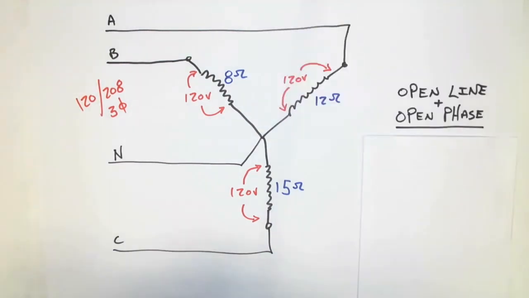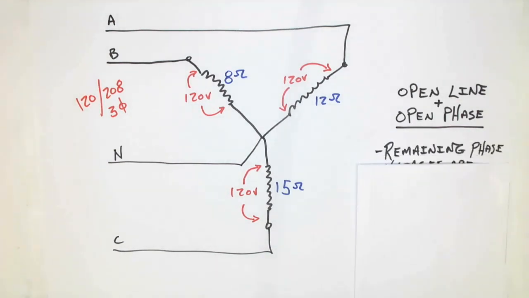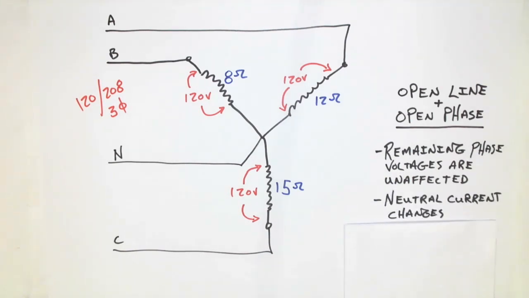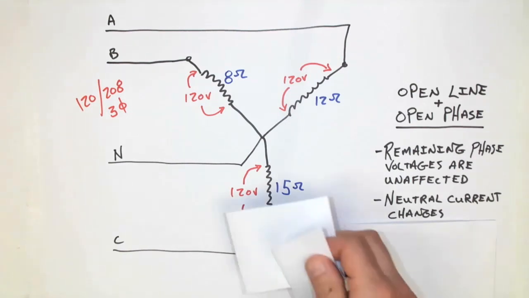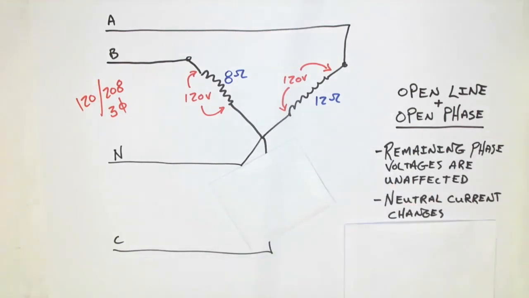So what this means is that regardless if it's an open line or an open phase, the remaining phase voltages remain unaffected. This would mean also that the remaining phase currents are unaffected. The neutral current will change based on which loads are connected. And that makes sense because as soon as I remove one of these entirely from the circuit, well, obviously the unbalanced nature of the circuit changes and therefore the neutral current would change.